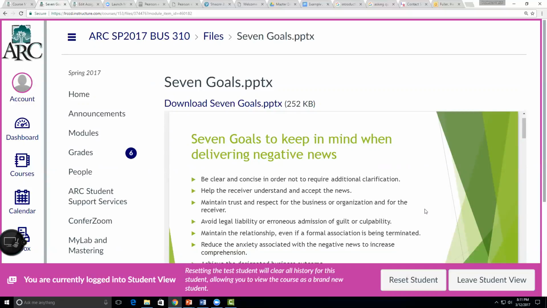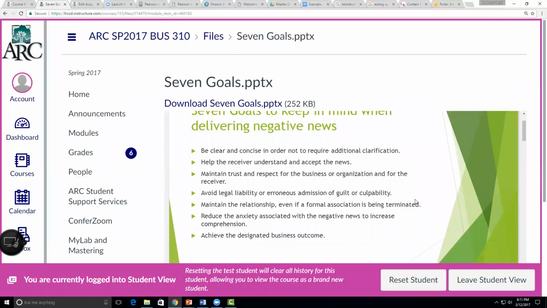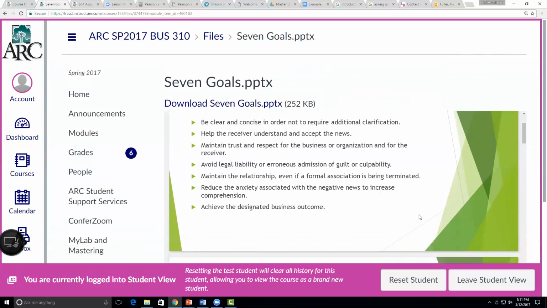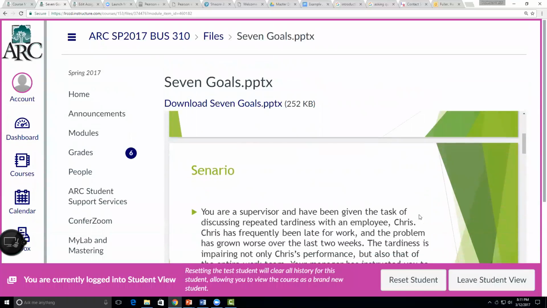Avoid legal liability or erroneous admission of guilt or culpability. If you are in the key role of communicating bad news to your constituents and to the public, I strongly suggest having professional help, such as a public relations firm. I know I did, and it saved me a lot of time and heartache. Maintain the relationship even if a formal association is being terminated. Reduce the anxiety associated with the negative news to increase the comprehension. And again, remember, you're always simply trying to achieve that outcome.